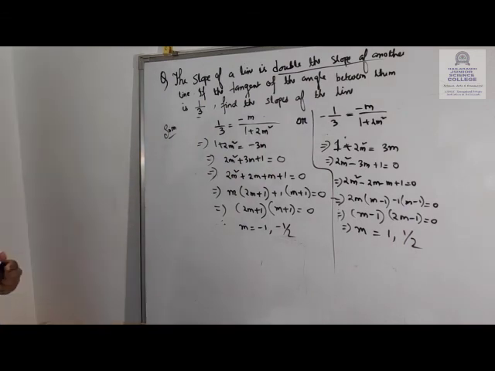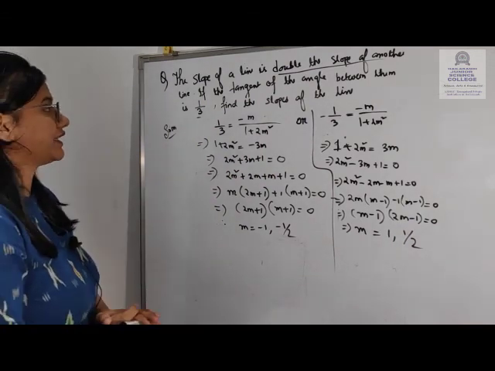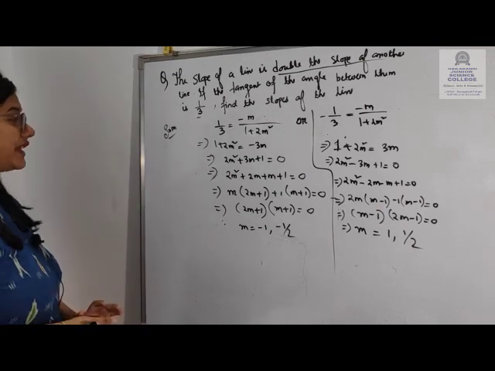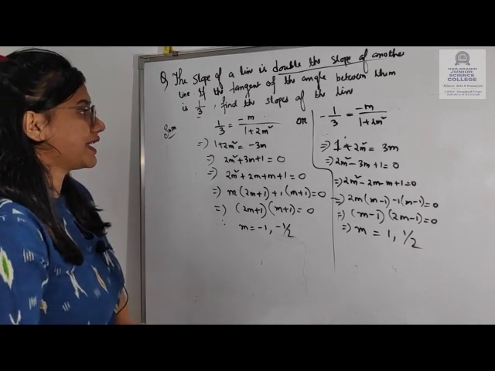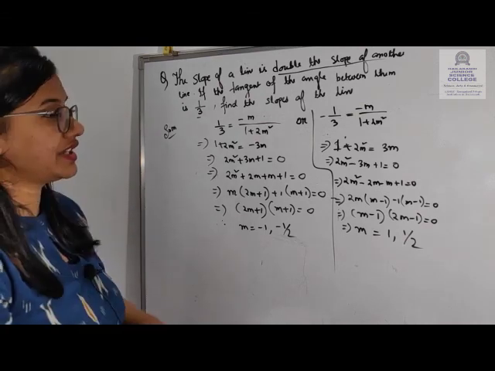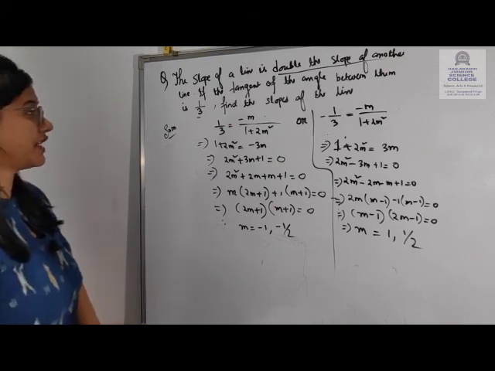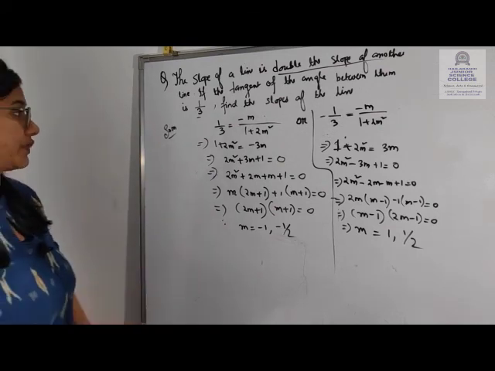So what we have done in this question: the slope of one line is double the slope of another line and the angle between them is given. So we have to find the slope of the line. I have taken the slope of one line as m and the slope of another line as twice m, because it is given in the question that one line is double the other. Next, I have used the formula for the angle between two lines in terms of slope. So what was the formula?